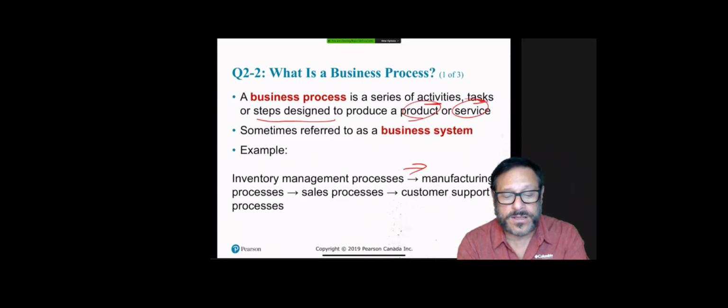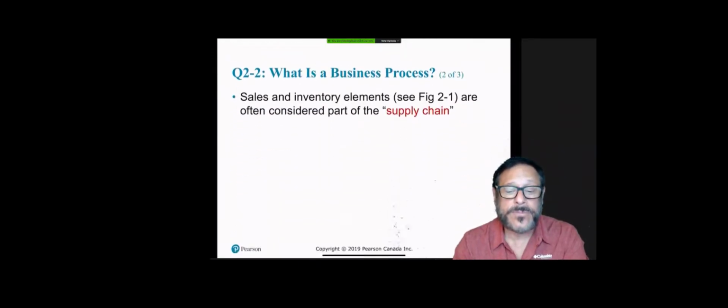So we're going to get the raw material. We're going to turn around and manufacture that into a product. That product is then going to be sold, and that process then goes to customer support. One activity leads to the next, leads to the next. This is the business process that you're going to be doing in your day-to-day activities. In this business process, sales and inventory elements are often considered part of the supply chain.